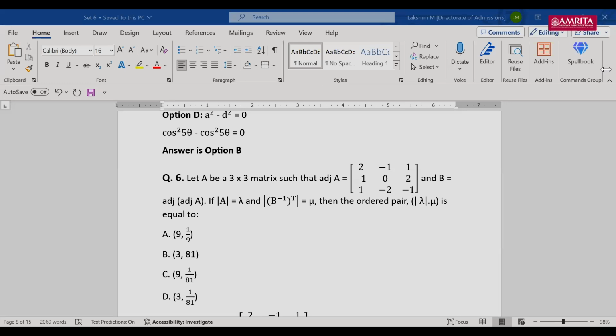I know 2 students have asked a question related to the order of the matrix. I'll come back to you. Just hold on for a second.